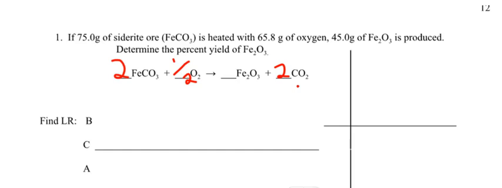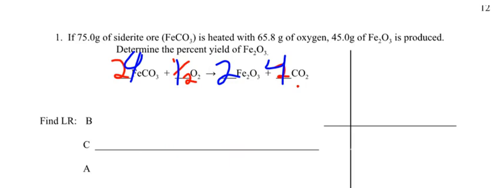Multiply everything by 2. So it should be a 4, a 1, a 2, and a 4. Does that work for you? Let's check it. 4 irons, 4 irons, 4 carbons, 4 carbons, and now I have 2 times 3 is 6, plus 8 is 14. Here I have 12 and 2 make 14. So it's 4, 1, 2, 4. So now what do we have to do?